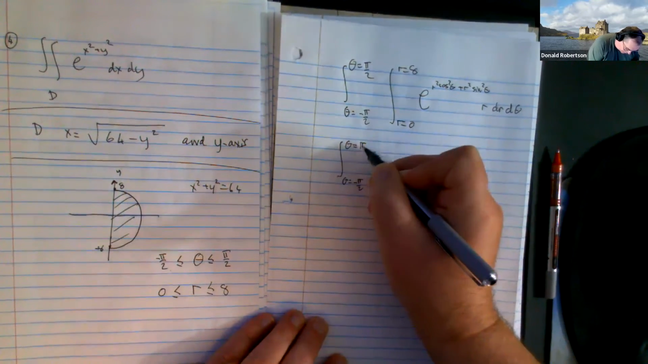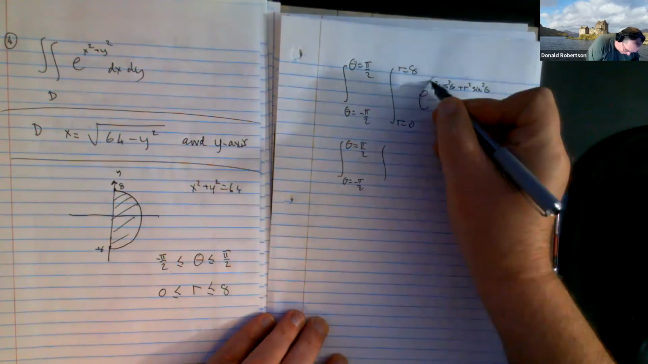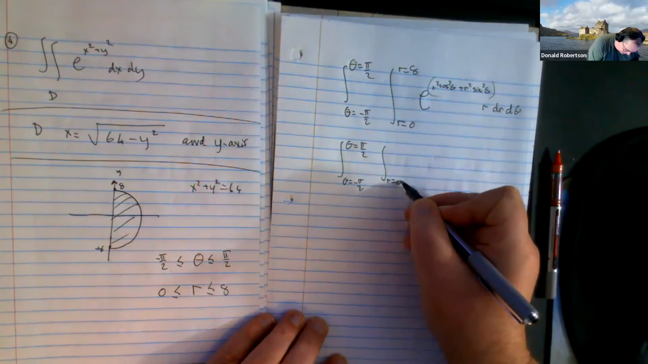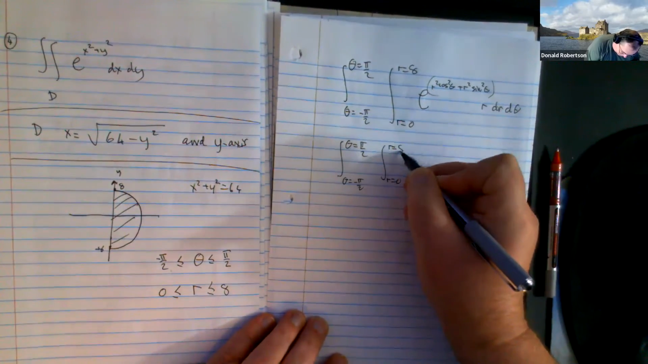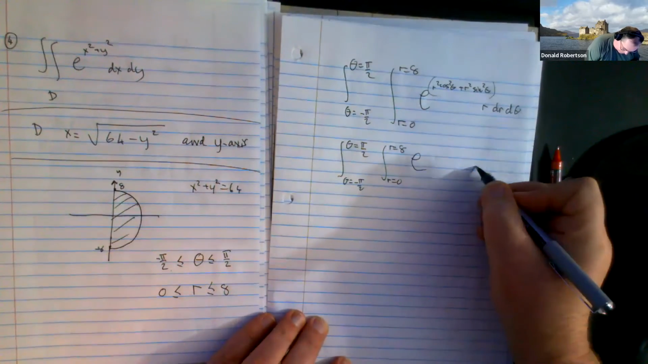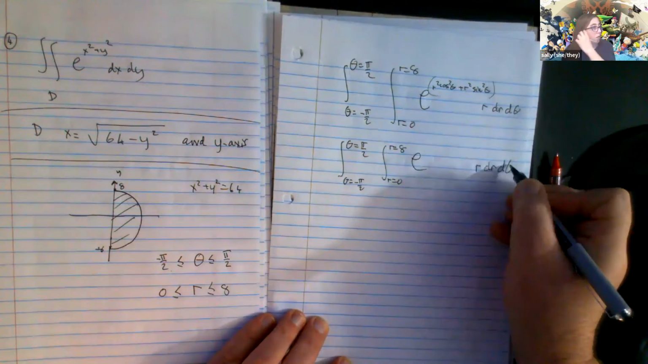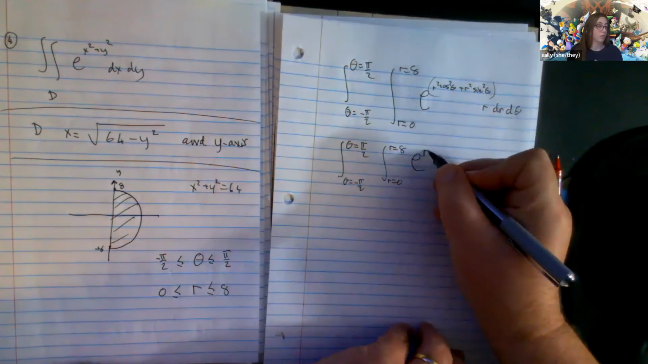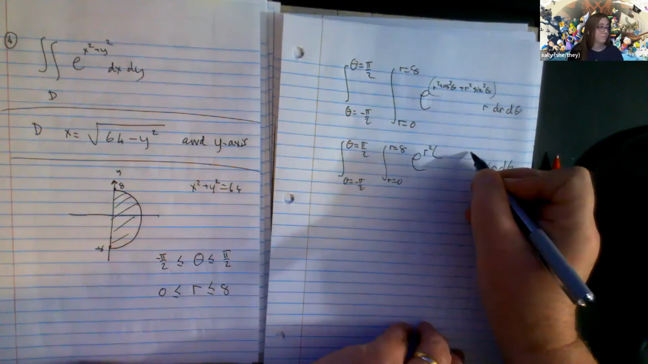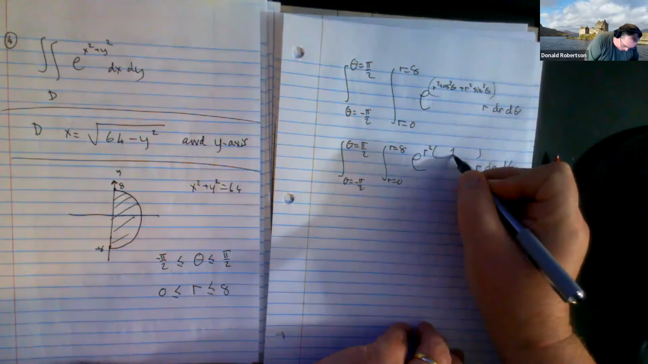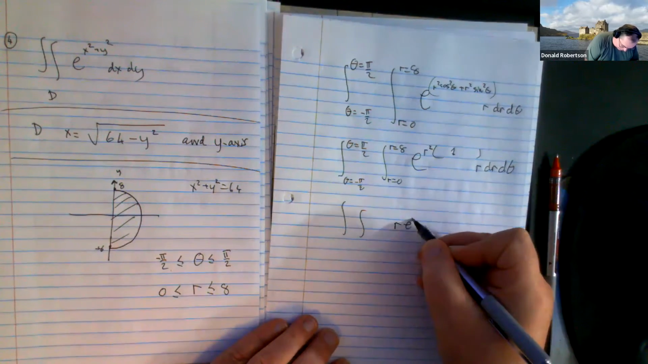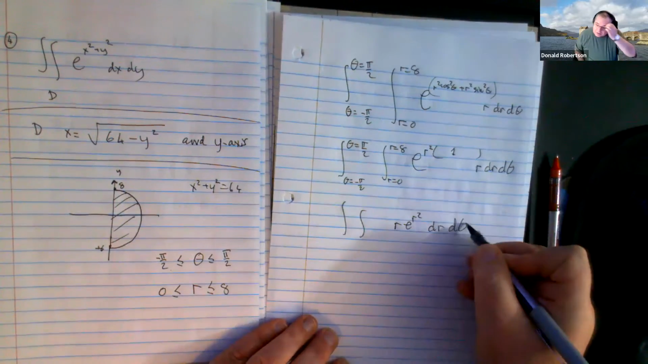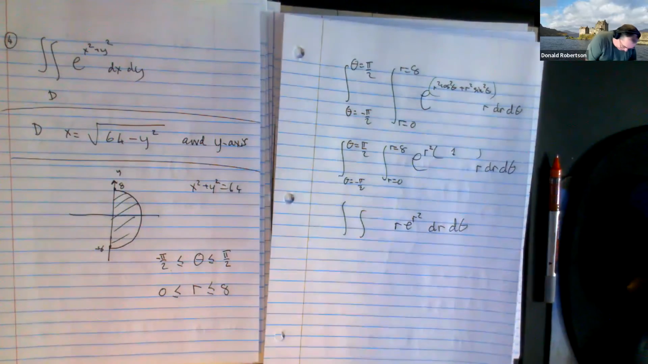While I'm writing all this down, I want you to look at this and see if you can make it into something really nice and pretty. You could factor out the r squared, then you'd have cosine squared theta plus sine squared theta, which is just 1. So won't you get an r e to the r squared dr d theta? Agreed? And they are separating.